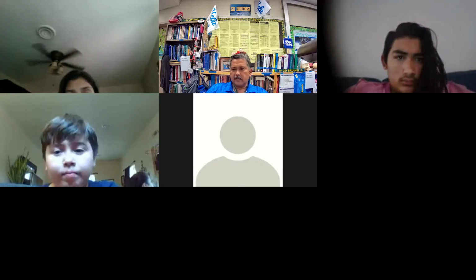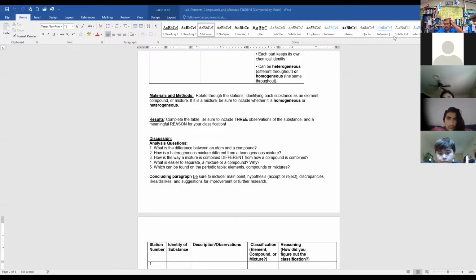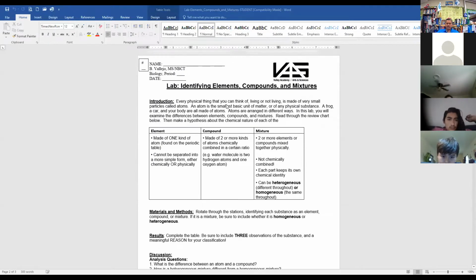Microsoft Word, and it looks like this. Before we get started, I need you to take this handout and put it somewhere where you can write on it. Maybe put it in your Google Drive and save it as a Google Doc so that you can write on it. This is called identifying elements, compounds, and mixtures.